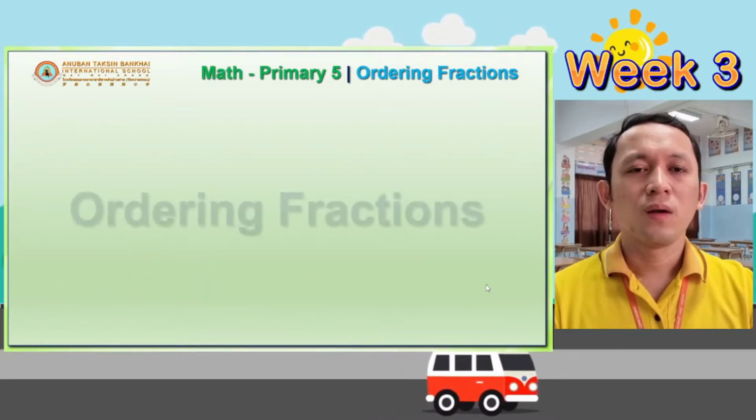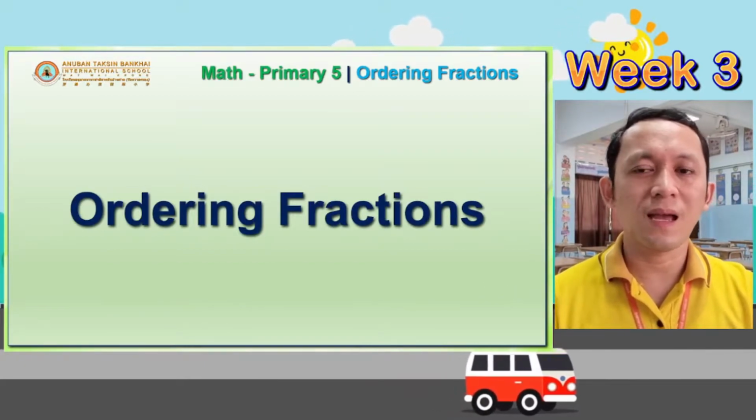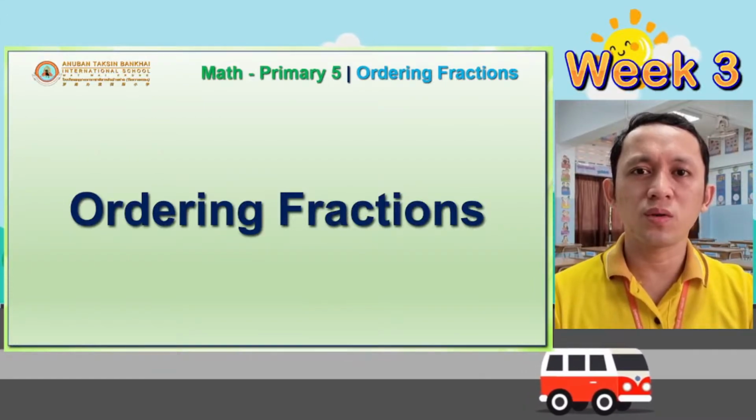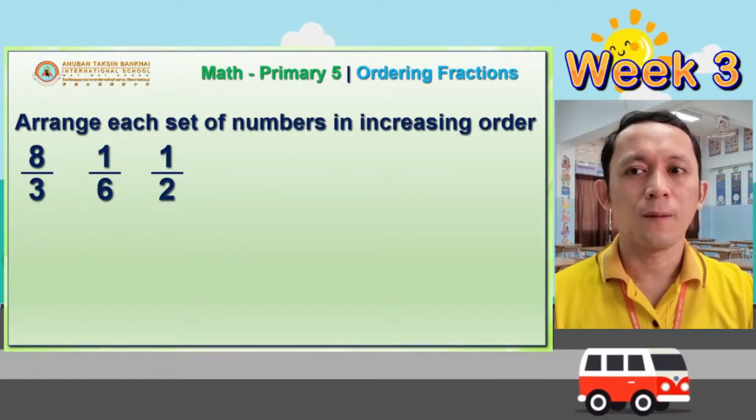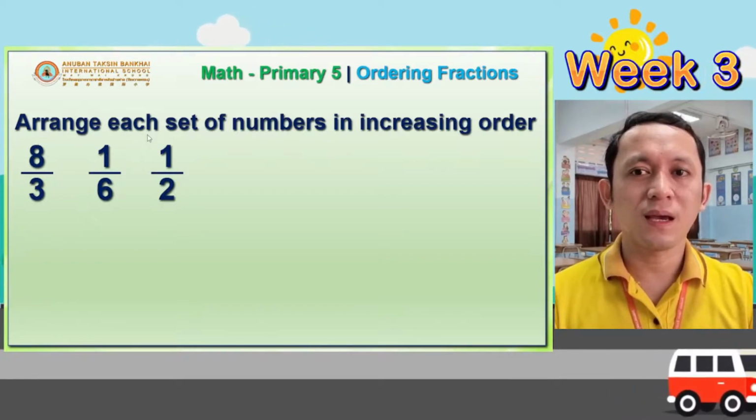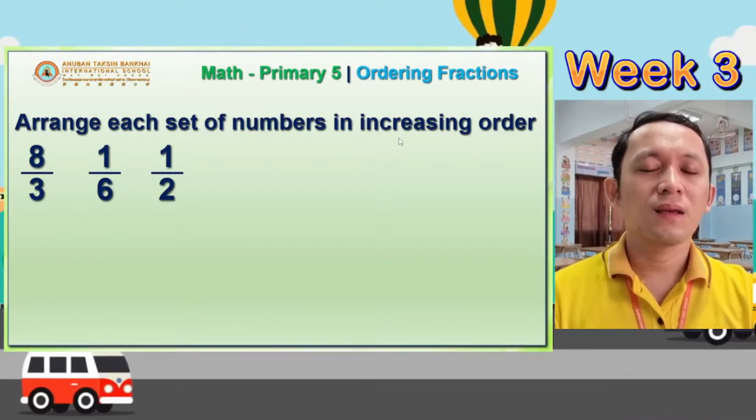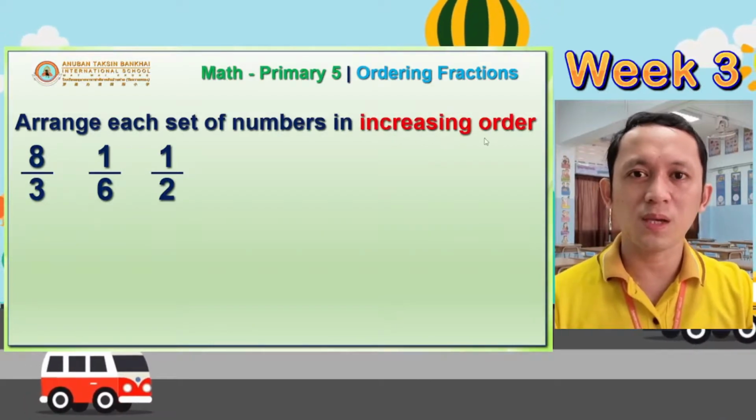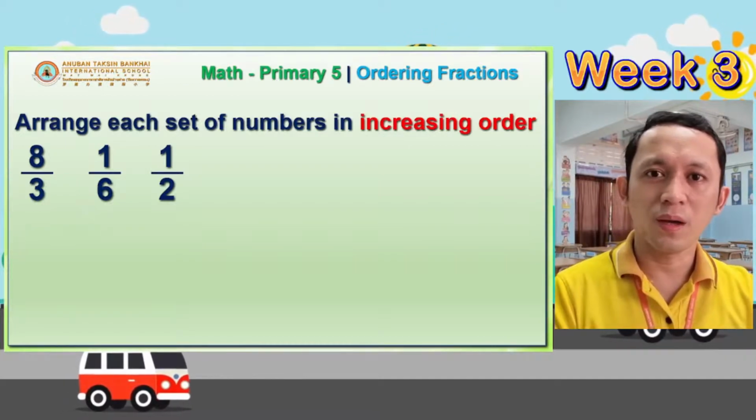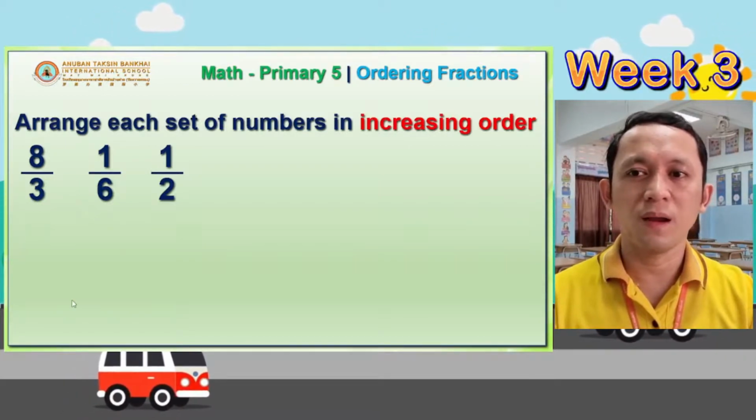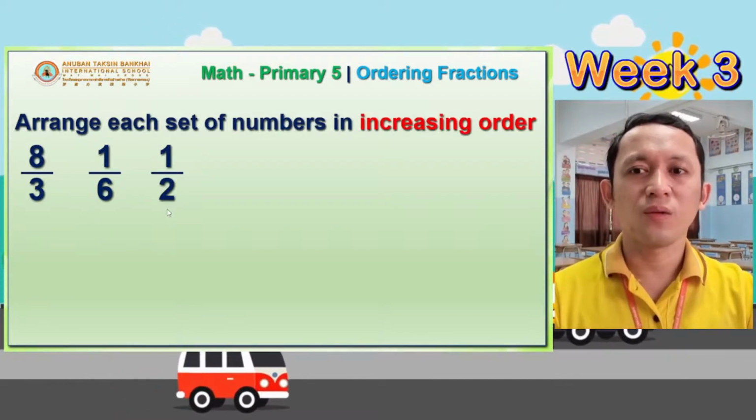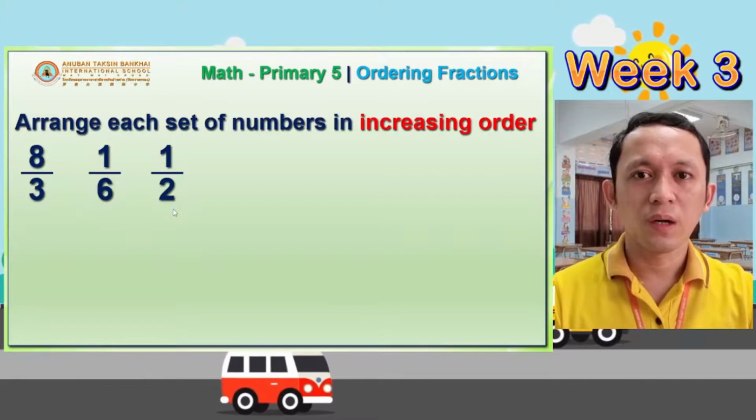Now, using those words, let's now have ordering fractions. How are we going to arrange fractions? Let's have an example. We're going to arrange each set of numbers in increasing order, that is from small going to big. We have here 8 over 3, 1 over 6, and 1 over 2.